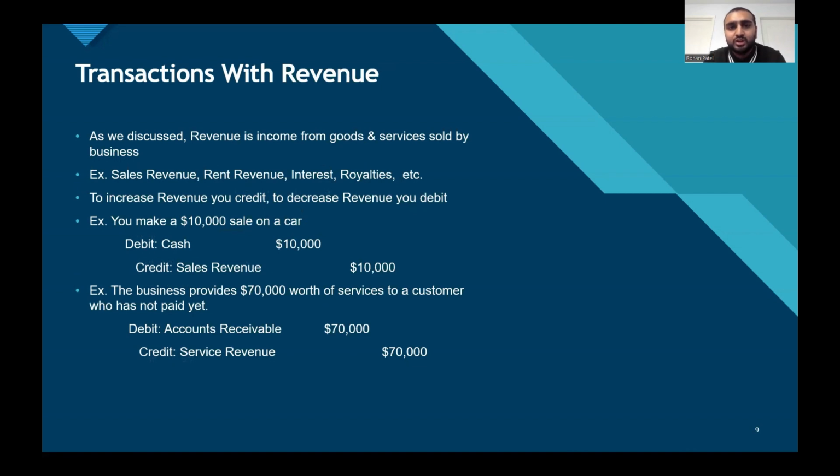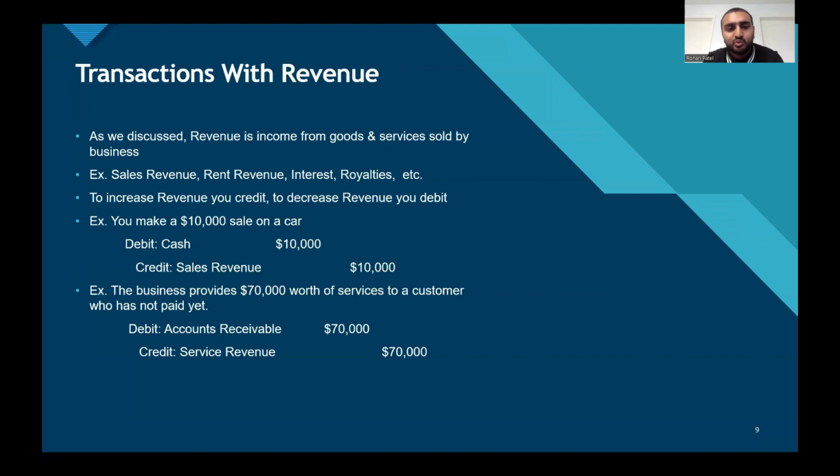Transactions with revenues. Revenue is income from the goods and services sold by the business. To increase revenue, you credit it, and to decrease revenue, you would debit it. So let's say you make a $10,000 sale on a car, for example, if you're a car dealership. So we debit cash for $10,000, right? That's $10,000 worth of cash coming into the business. We have gained an asset, which is cash. And to increase an asset, since it's been gained, we debit it.